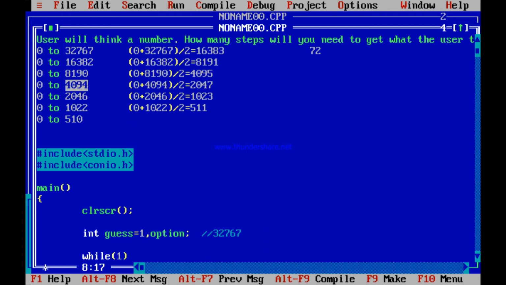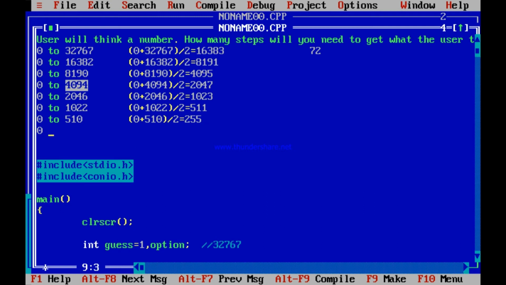So you again guess a number in between that, 0 plus 510 by 2. What is that? 255. You guess. You tell the user 255, equal to that, lesser than that, greater than that. User again says lesser than that. So you know that your range is 0 to 254.